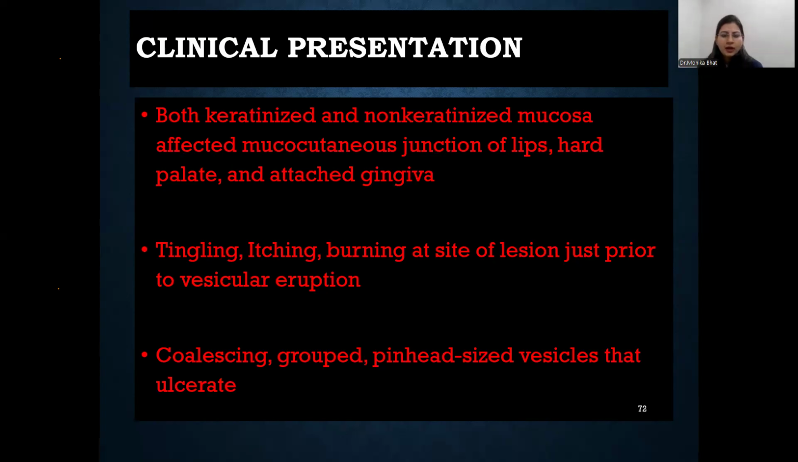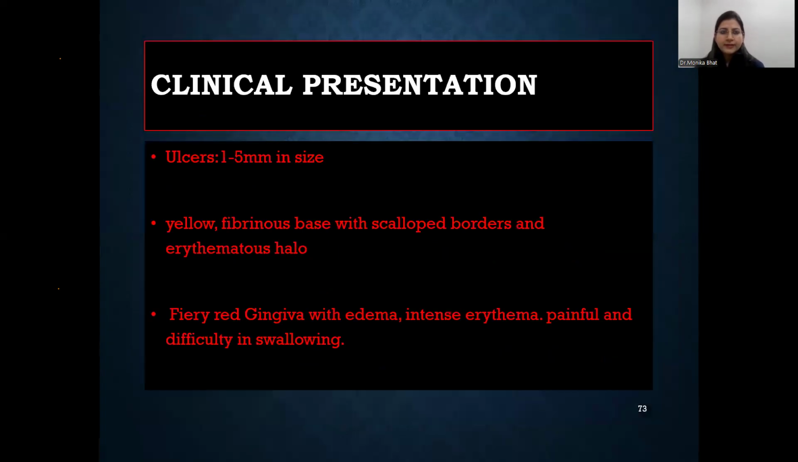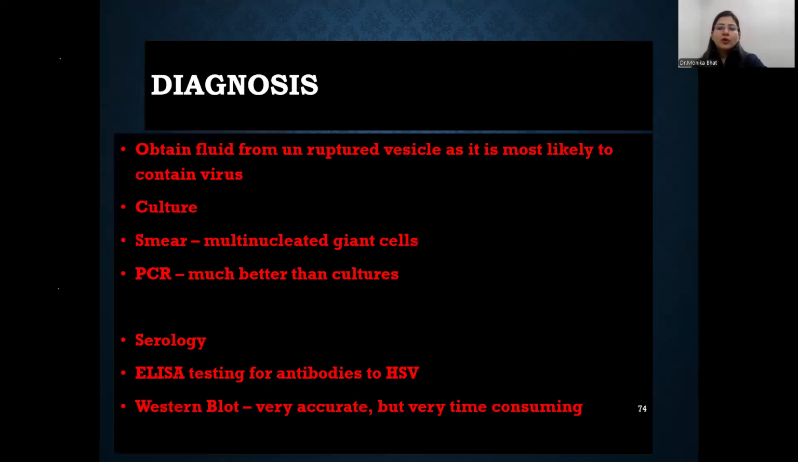Then there are the pin-sized vesicles or ulcers on the affected side. The clinical presentation: ulcers of 1 to 5 mm size, yellow fibrin base with scalloped borders, and an erythematous halo is appreciated in the patient. Fiery red gingiva with edema, intense erythema, painful, painful or difficulty in the swallowing can be there because of these ulcers.